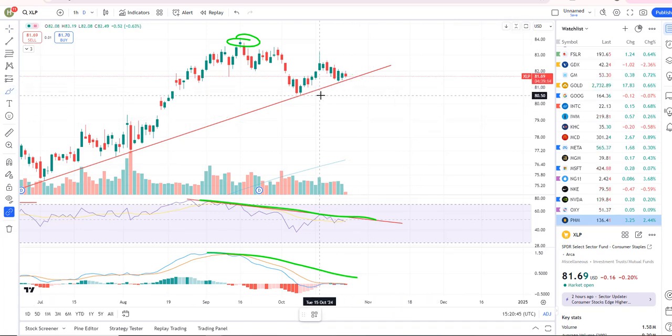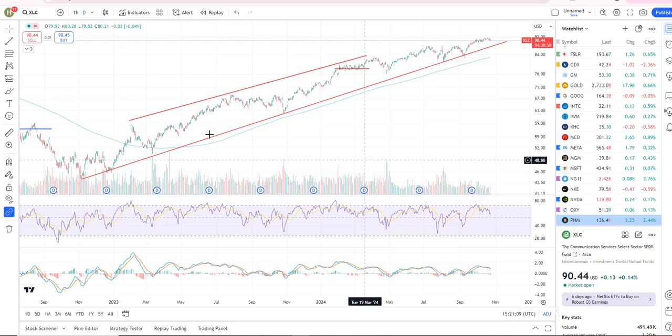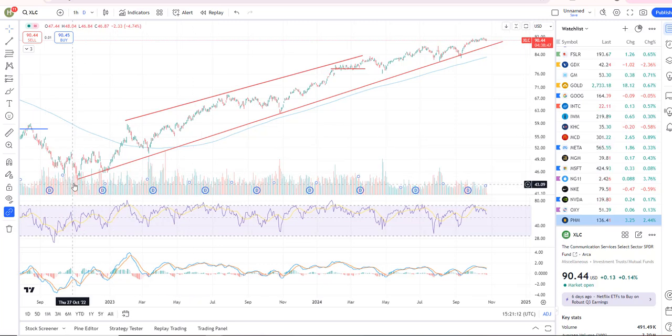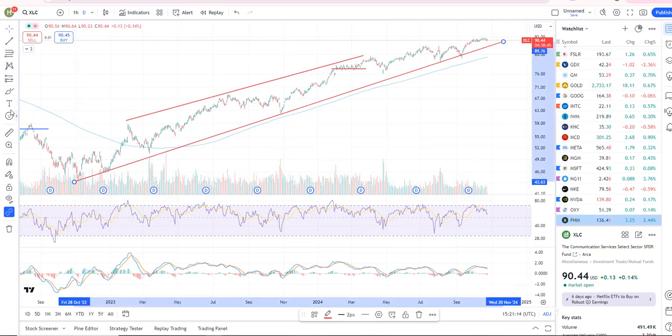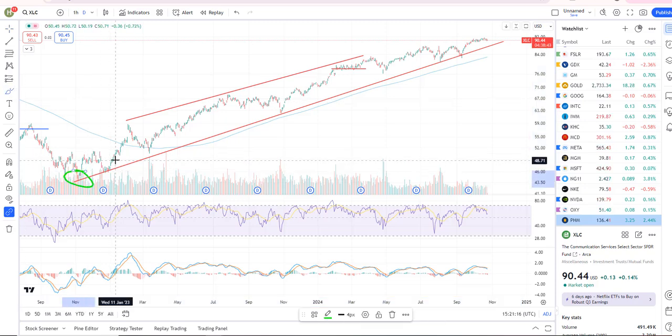I mean, sometimes you can front run it, but I think the sell signal doesn't come till you break that trend line. So that's it. XLC, which is your communication sector. Let me adjust that, just basically right there. Mostly Meta. All right, this chart's basically Meta.